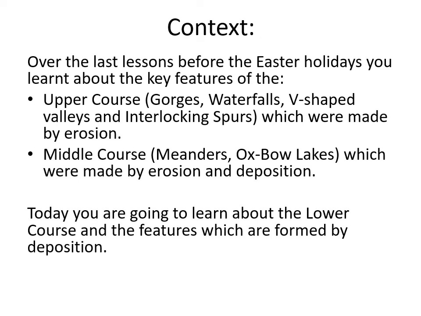So, as I started already saying, context. Over the last lessons before Easter holidays, you learned about the upper and the middle course of a river, the erosional landforms in the upper course, and meanders and oxbow lakes, which were made by erosion and deposition in the middle course. Today, we're going to move to the final section of the river, the lower course, and the different features there formed by deposition. And by that point now, we've covered all three of our main river processes: erosion, transportation, and deposition.